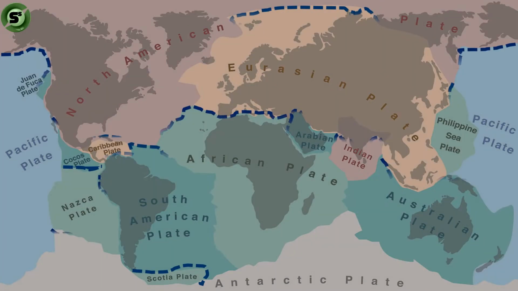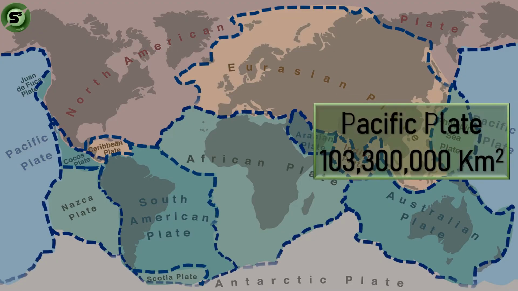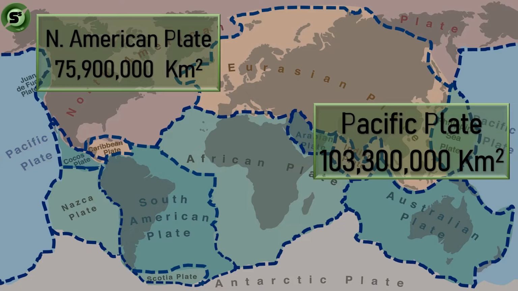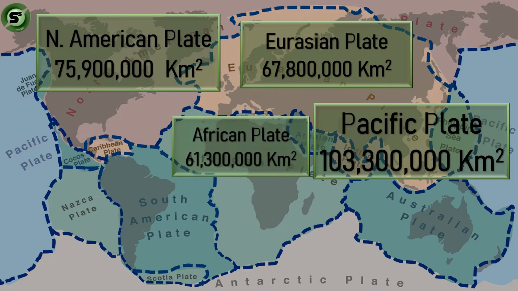Here are the 7 major plates according to their area. The biggest plate, Pacific Plate, has an area of 103,300,000 square kilometers, followed by the North American Plate that measures 75,900,000 square kilometers. Then the plate that carries both the continents of Europe and Asia, the Eurasian Plate, that is 67,800,000 square kilometers. The 4th biggest plate is the African Plate with a total area of 61,300,000 square kilometers.